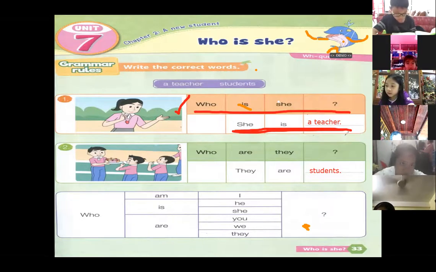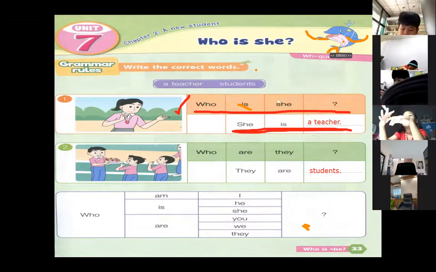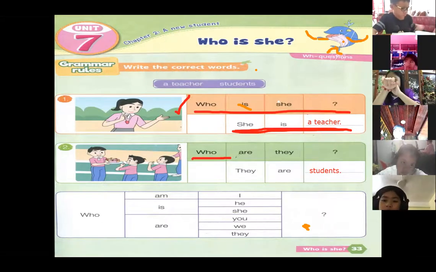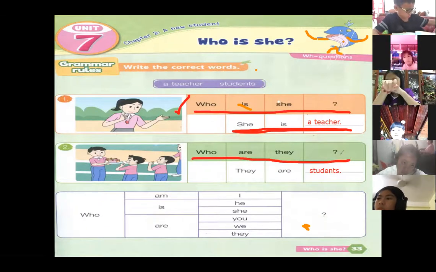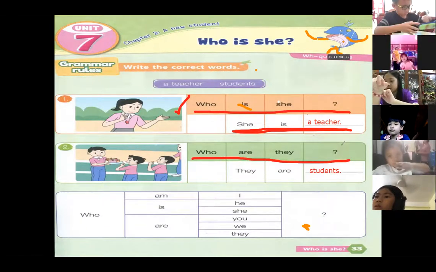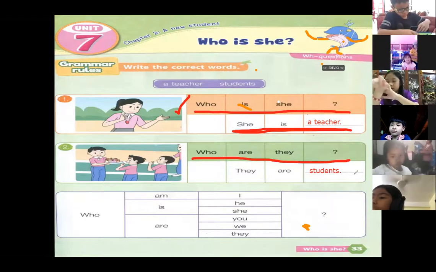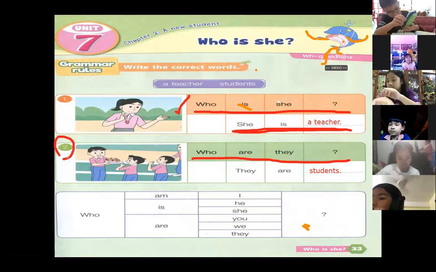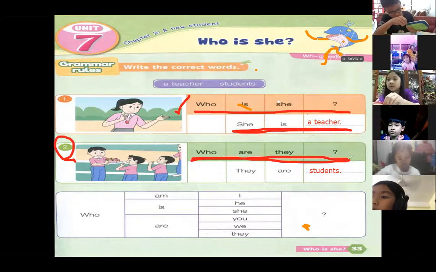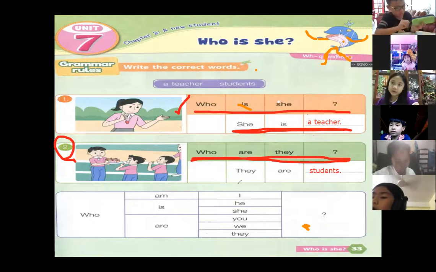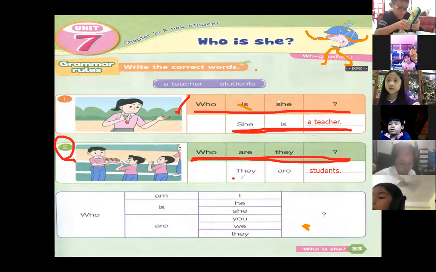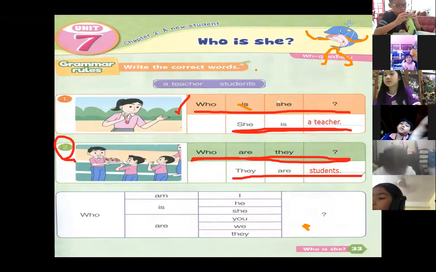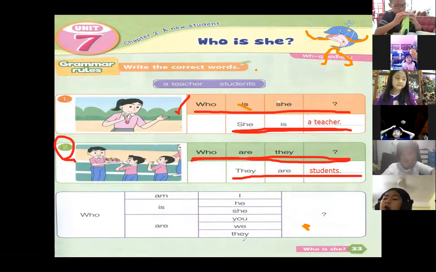Next, I want to call Banghom. Can you read number two? Number two, who are they? Okay, and the answer? They are students. Very good. Thank you so much, Banghom.